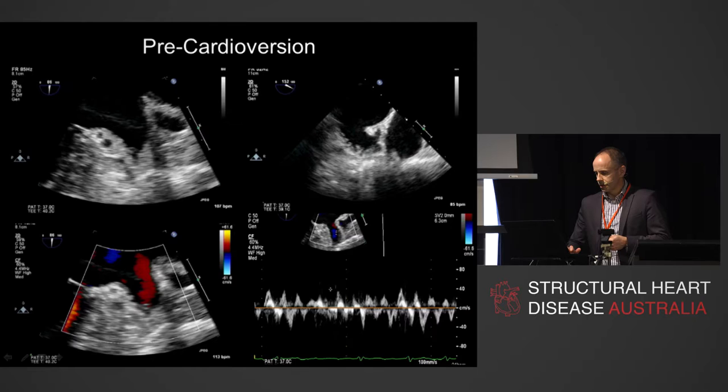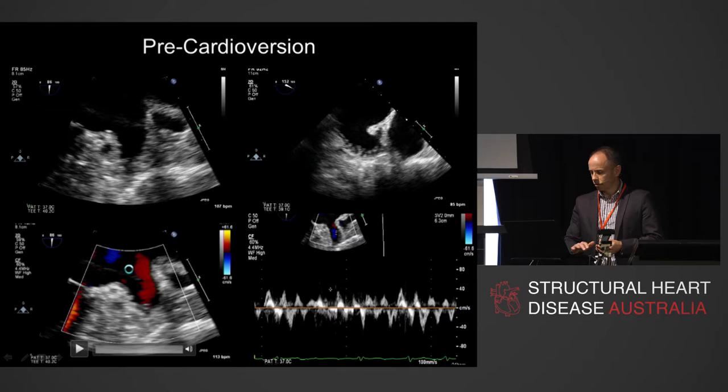Now, a note of caution with cardioversion. This is a patient with atrial fibrillation with actually reasonable contractile function. You can see it's ejecting pretty well. The velocity is up around 50 centimetres per second. Not at super high risk.